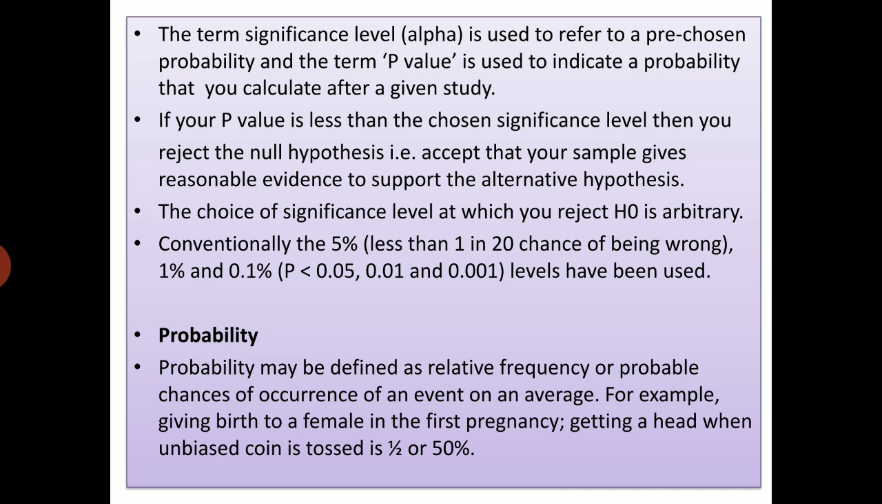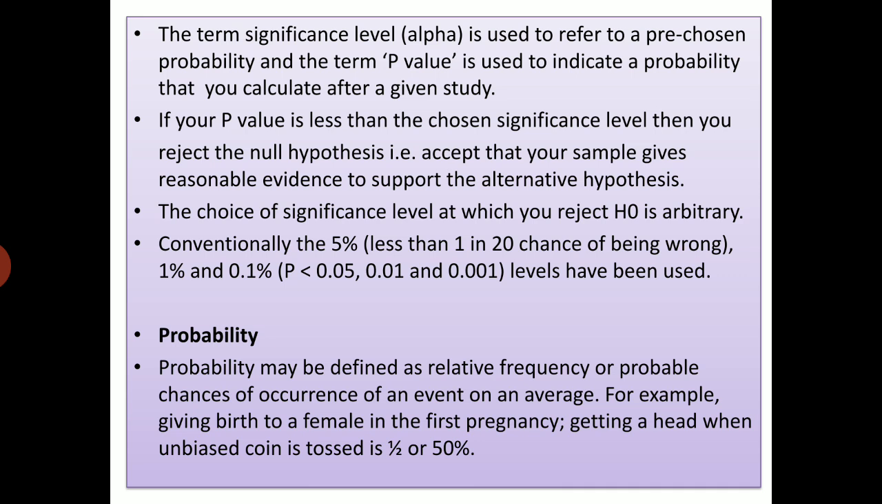According to that significance level, we have to reject or accept the null hypothesis. If the p-value is less than the chosen significance level, then you reject the null hypothesis. If the p-value is more than the significance level, then you accept the null hypothesis. Then you reject the null hypothesis, that is, accept that your sample gives reasonable evidence to support the alternative hypothesis. Okay, how to write hypothesis, that we are going to learn in the chi-square test and all.